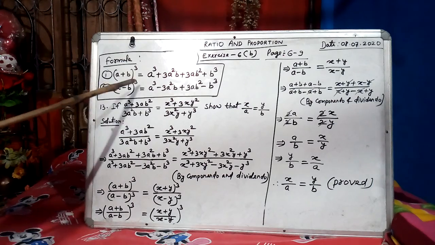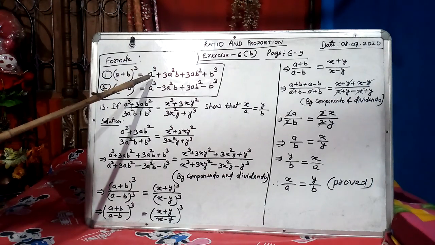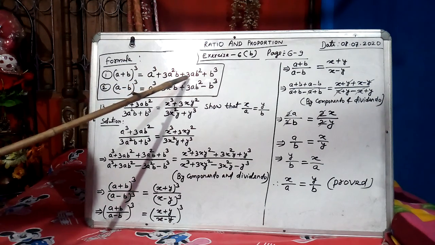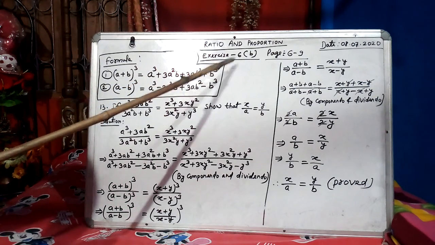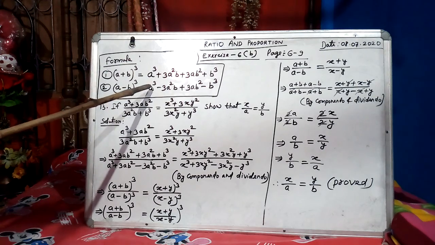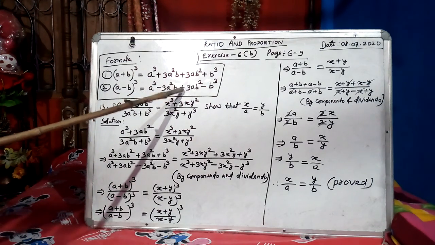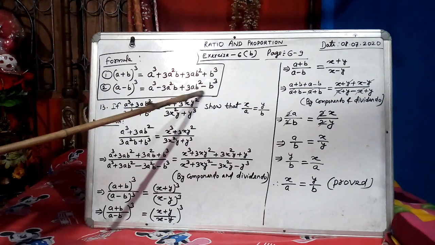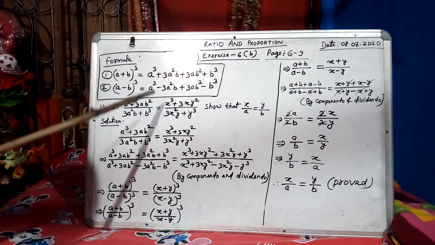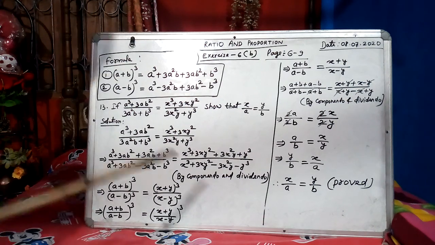So let us first learn the formula of (a plus b) whole cube, and the formula is a cube plus 3a square b plus 3ab square plus b cube, and the formula of (a minus b) whole cube is a cube minus 3a square b plus 3ab square minus b cube. So this is a very simple formula. We have learned this formula in class 6, 7, 8, 9. So this is nothing new for you.